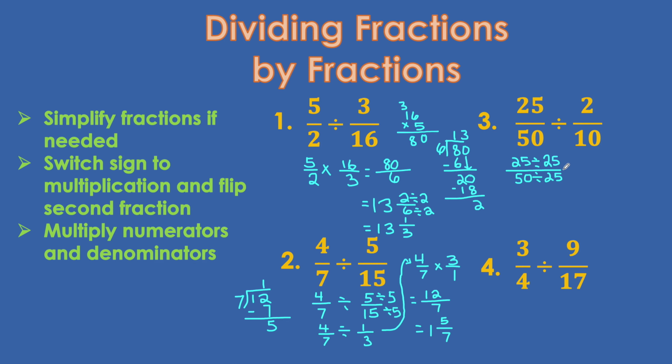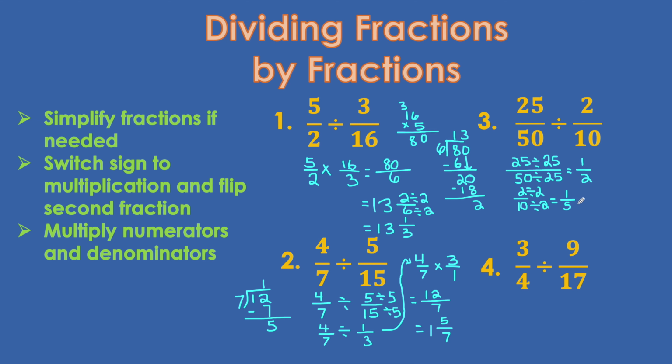If it's easier, you can simplify this fraction first, figure out what you get, which is 1/2, and then simplify this fraction. So 2/10, divide top and bottom by 2, since that's the greatest common factor, and that's how we simplify fractions. And we get 1/5.